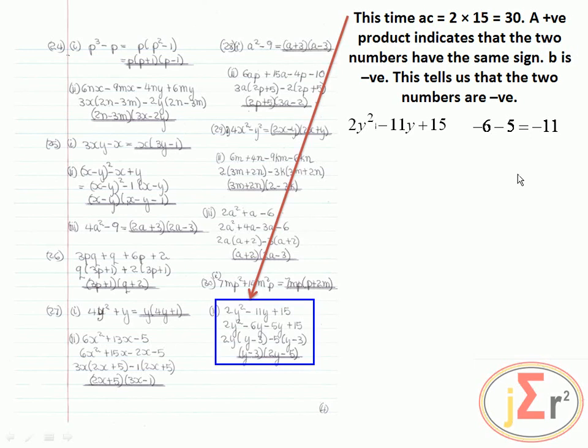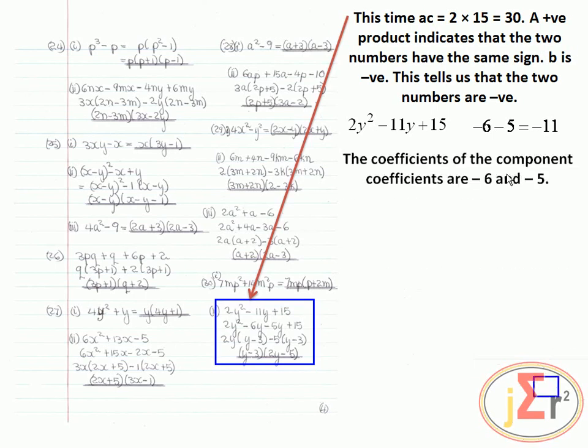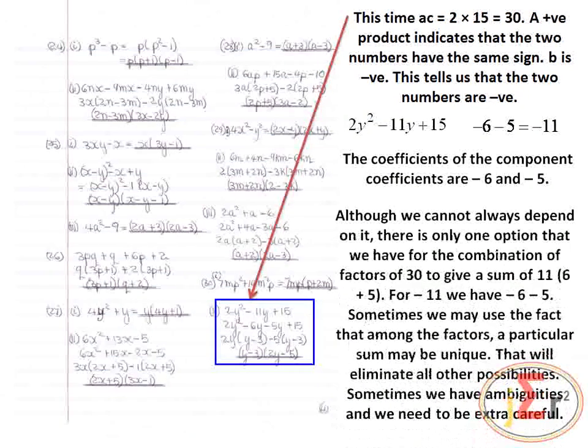And so we have identified already the two coefficients of the component middle terms. The coefficients of the component are negative 6 and negative 5. Although we cannot always depend on it, there is only one option for the combination of factors of 30 to give a sum of 11, and that is 6 plus 5. Or for the negatives, because we have two negative numbers, for negative 11 we have negative 6 minus 5.